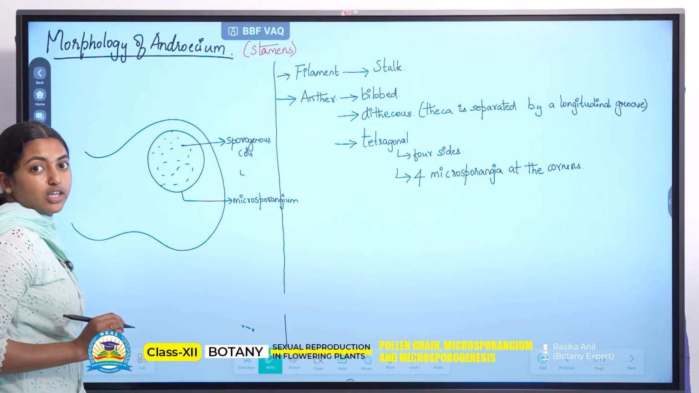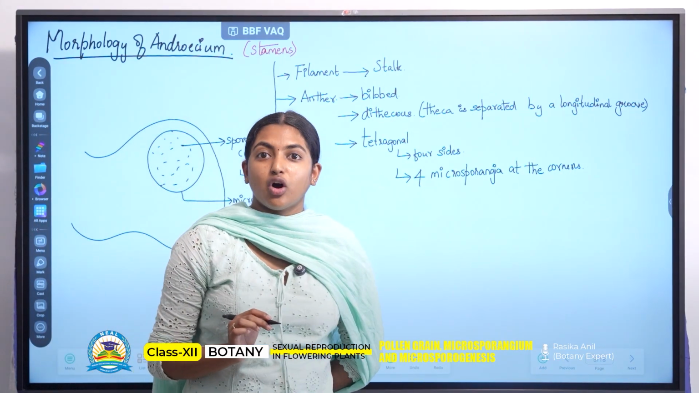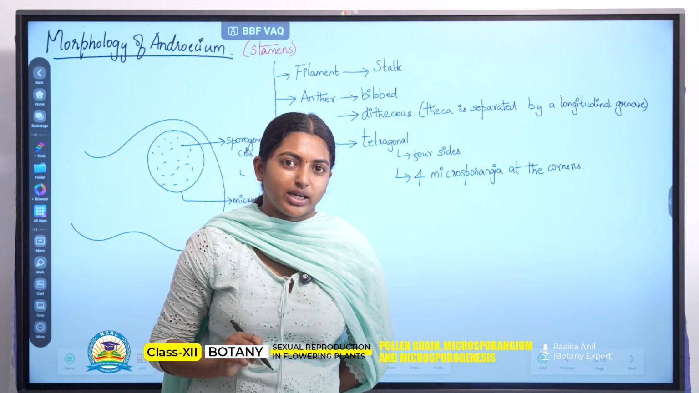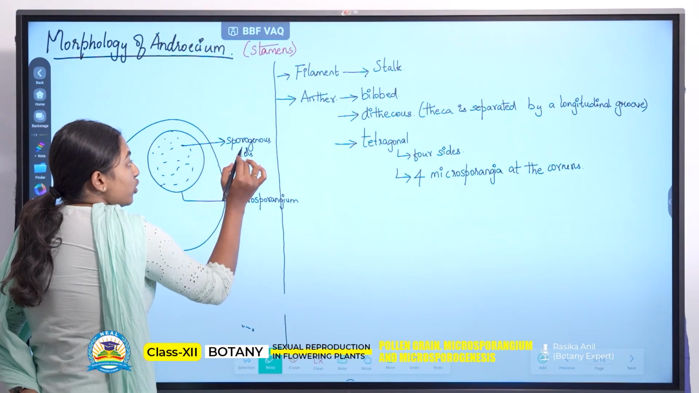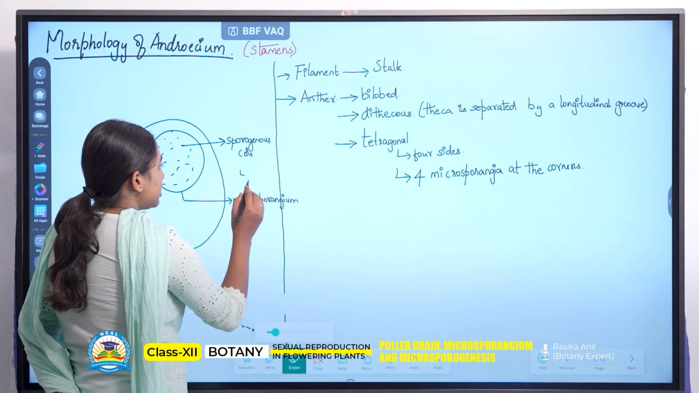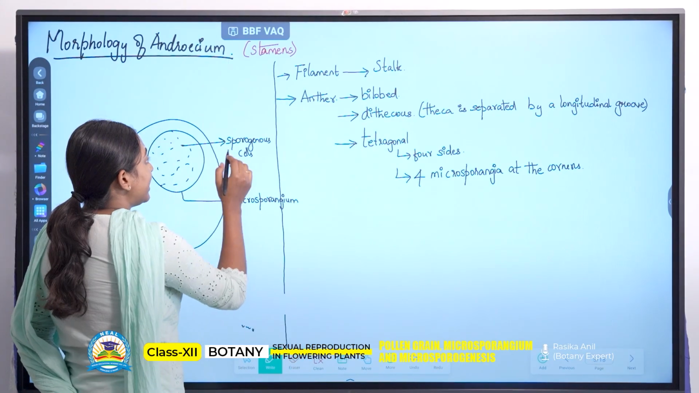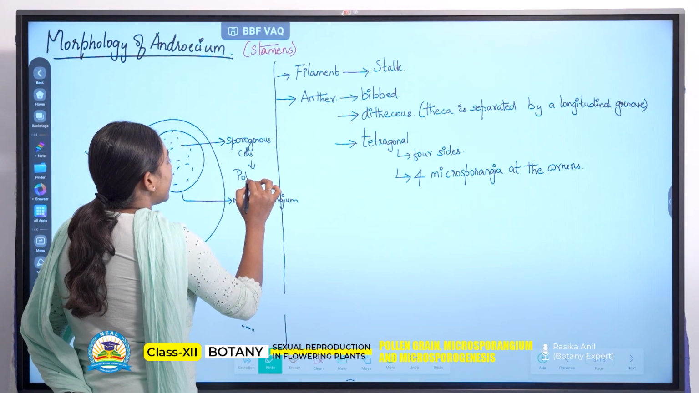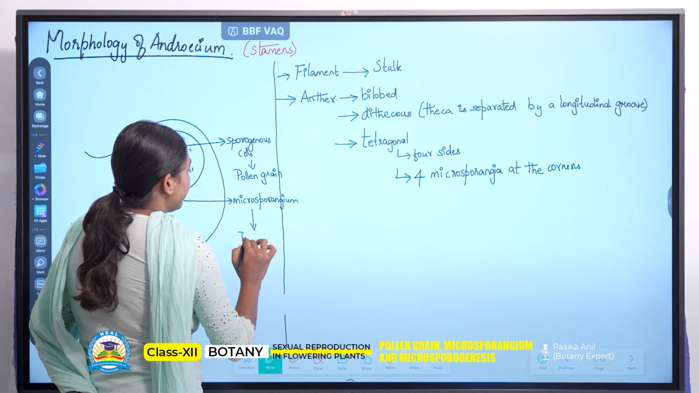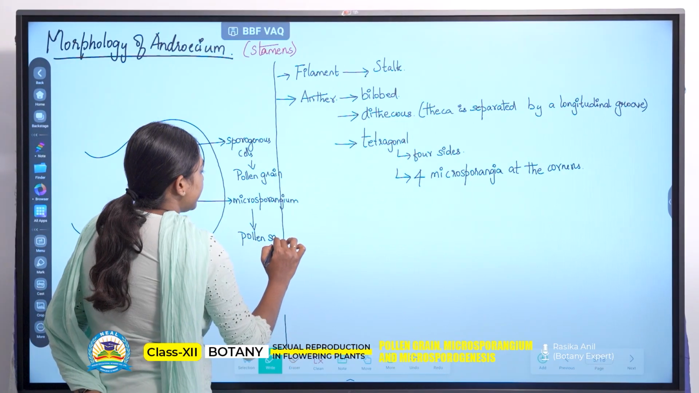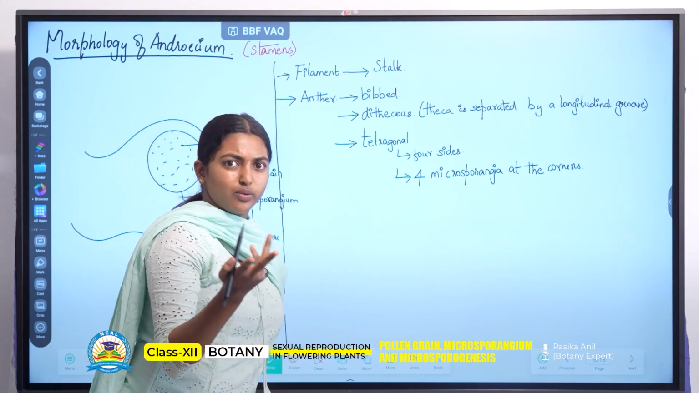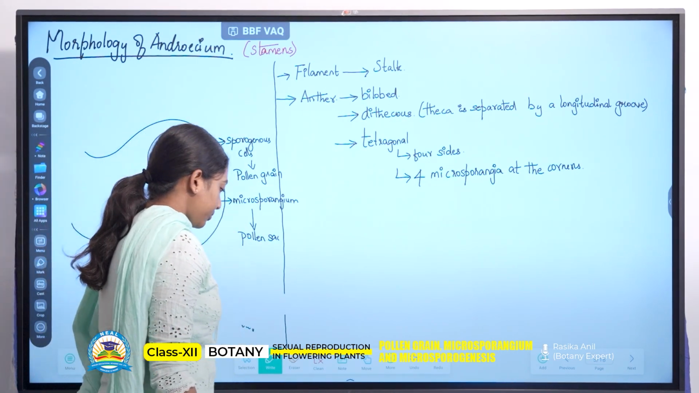You know what? The final product, the male gamete, is nothing but pollen grains. I hope you know that. So this sporogenous tissue is the one that will develop into a pollen grain, right? And this microsporangium is the one which will develop into the pollen sac, right? Inside microsporangium you have sporogenous tissue. After development, inside pollen sac you will have pollen grains. Simple as that, right?